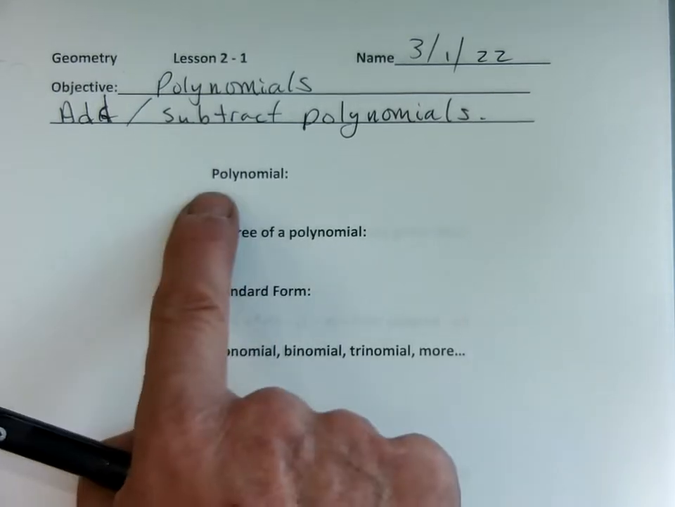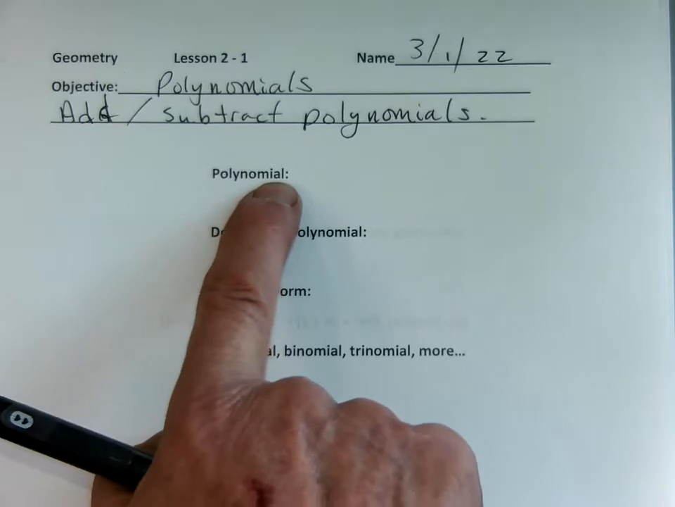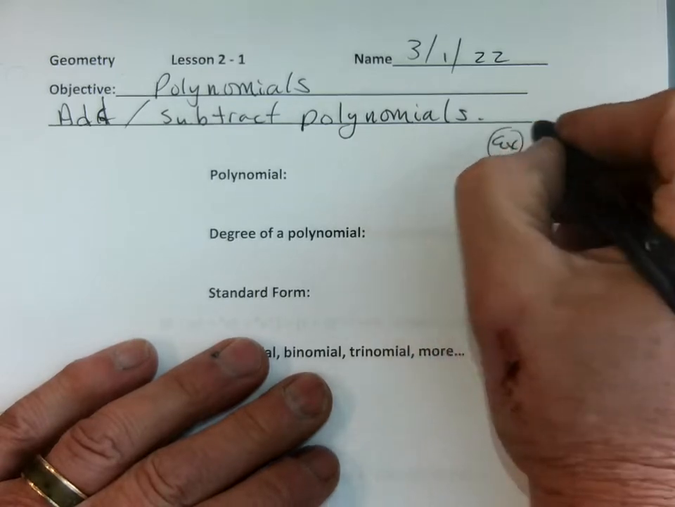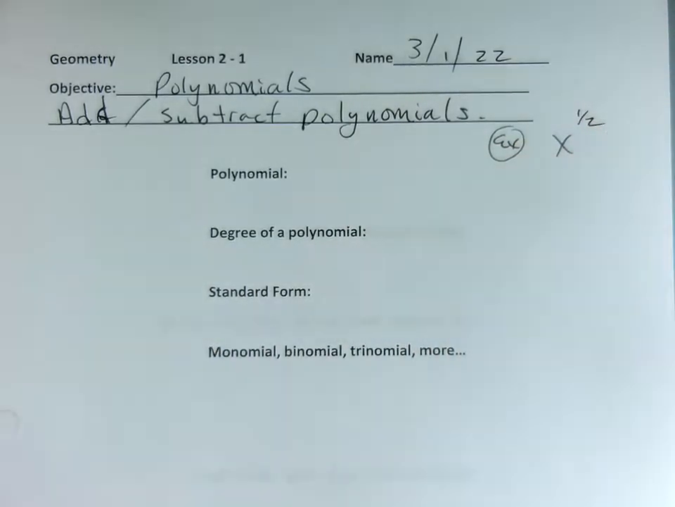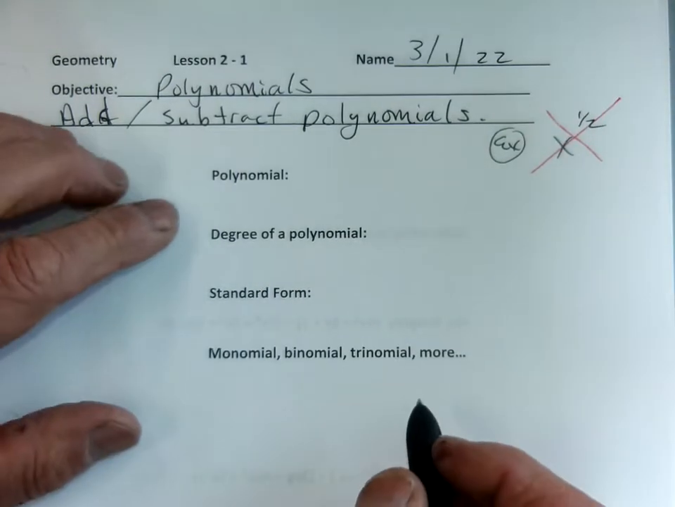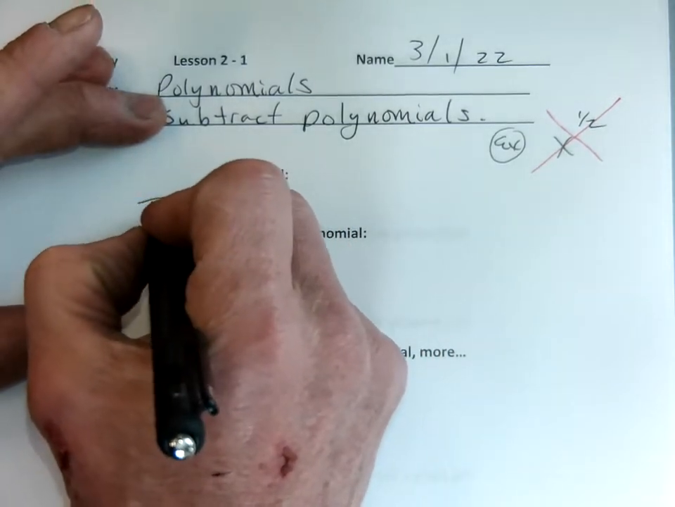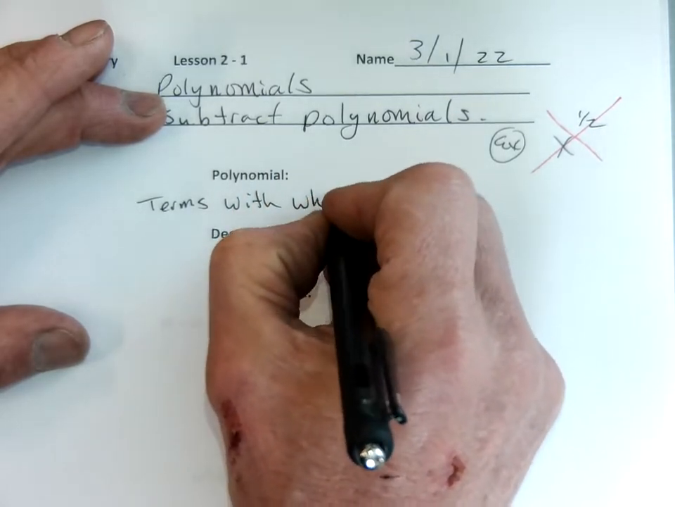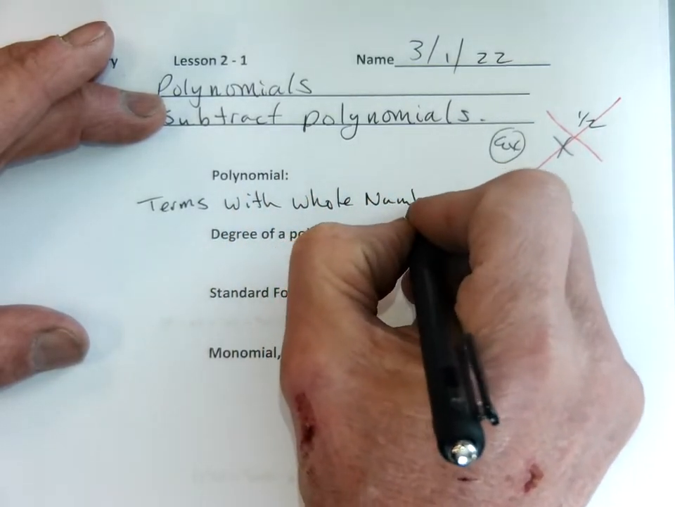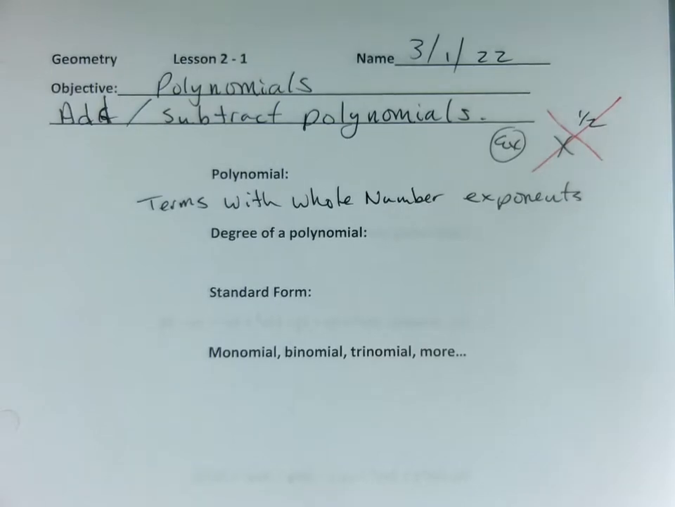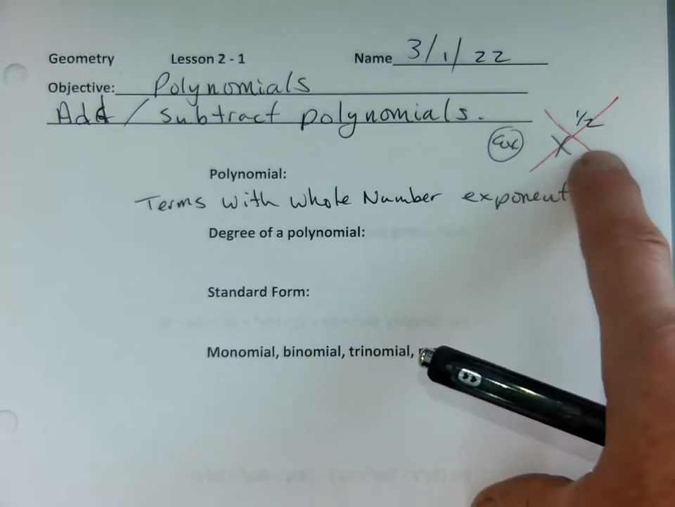So we talked about poly meaning many and nomial meaning numbers. So it's like many numbers, but we got to be more careful, more specific. For example, if I had x to the 1/2 power, that is not a polynomial because it has to have terms with whole number exponents. X to the 1/2 is not a whole number. In fact, it's a rational number. We don't want this. That's not a polynomial.